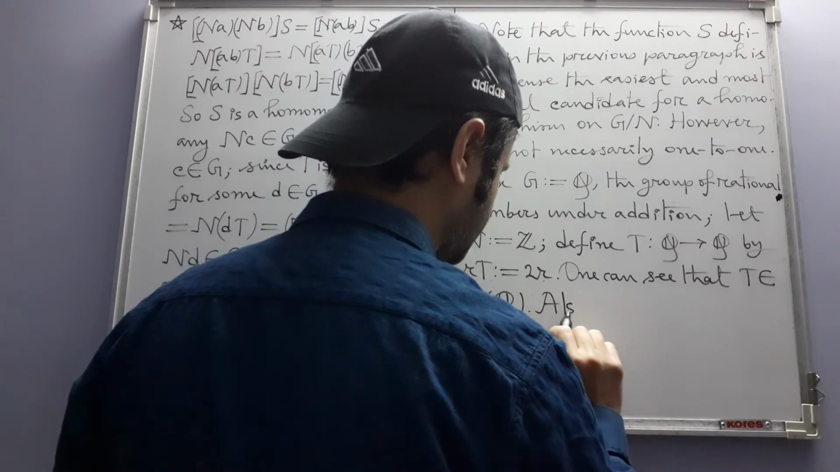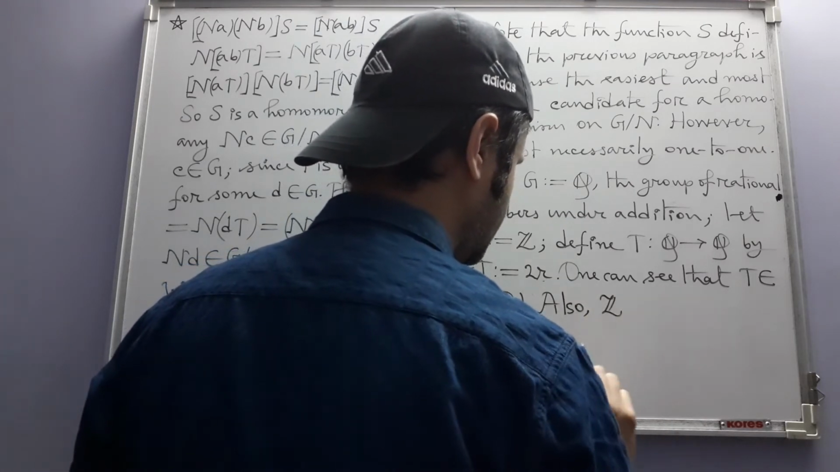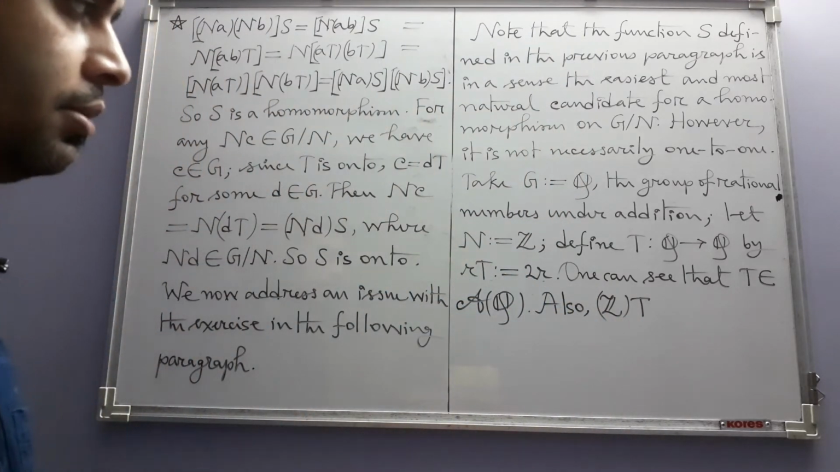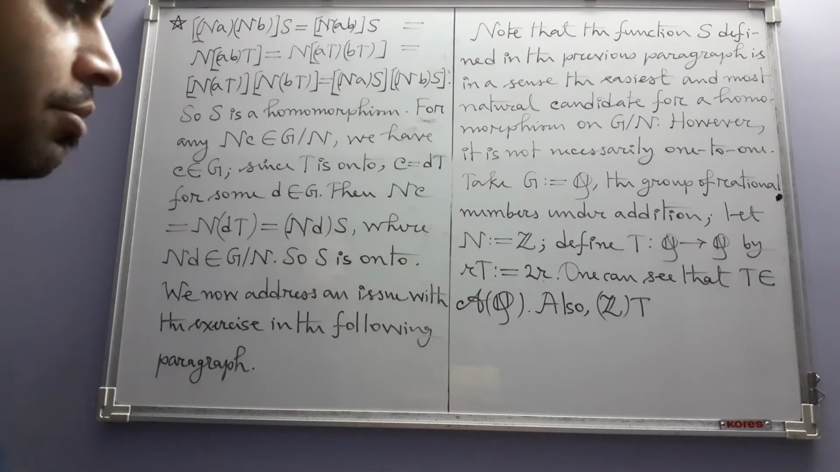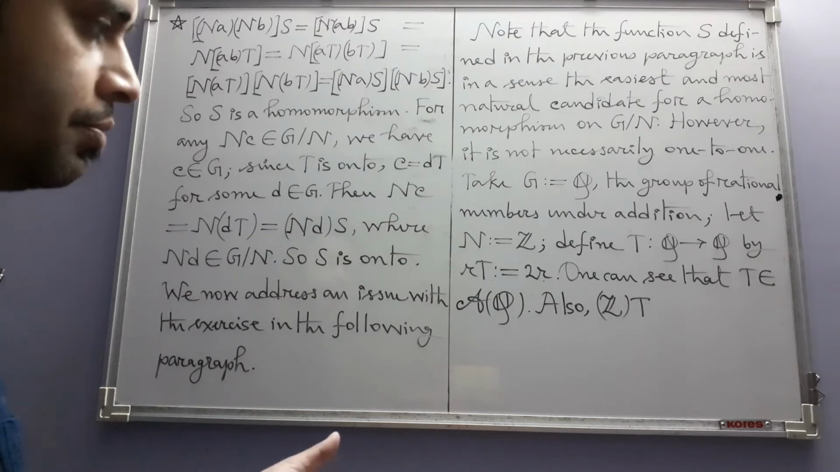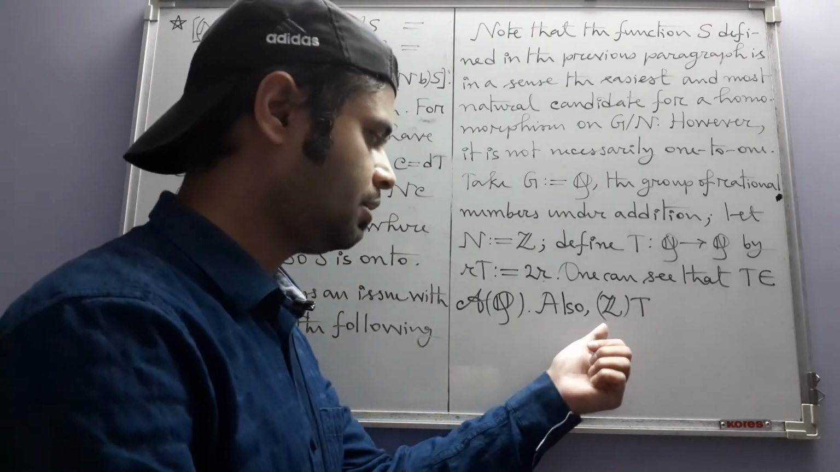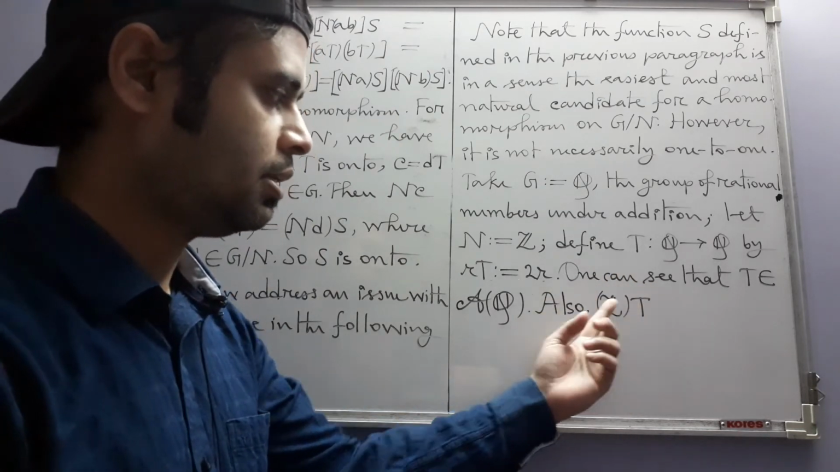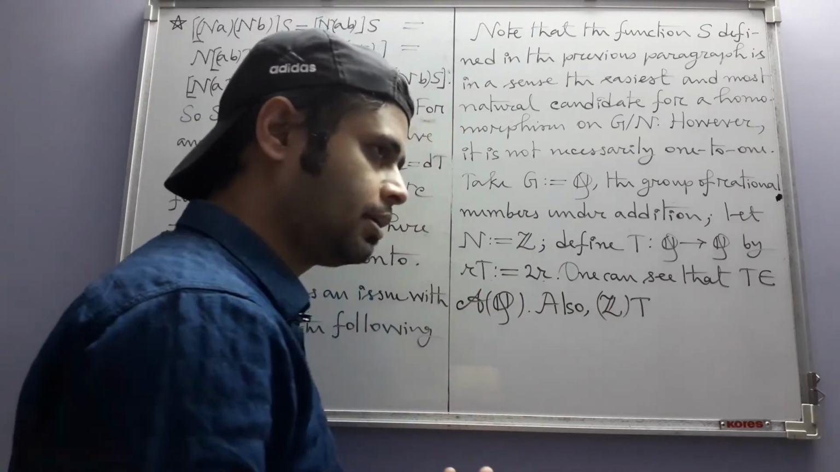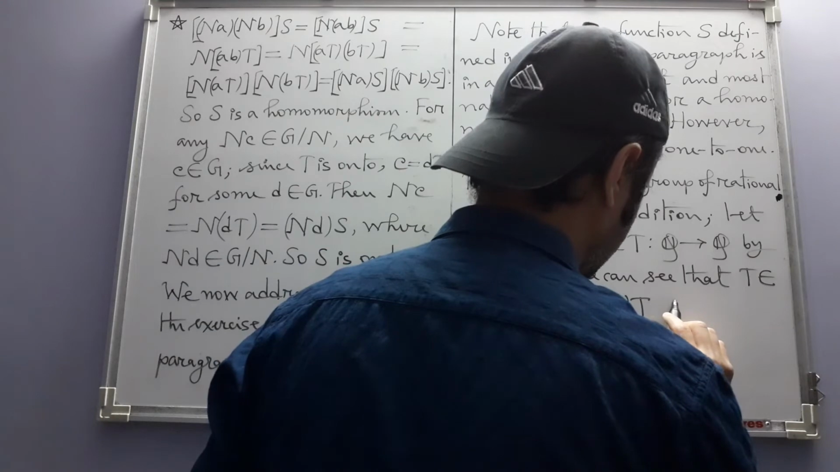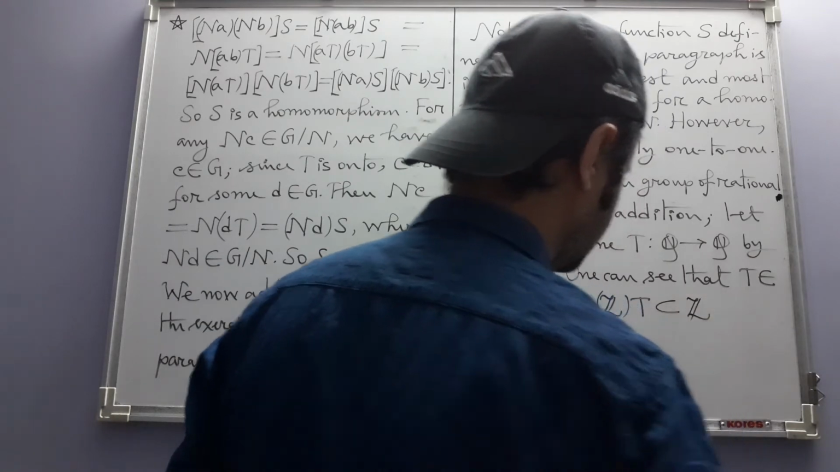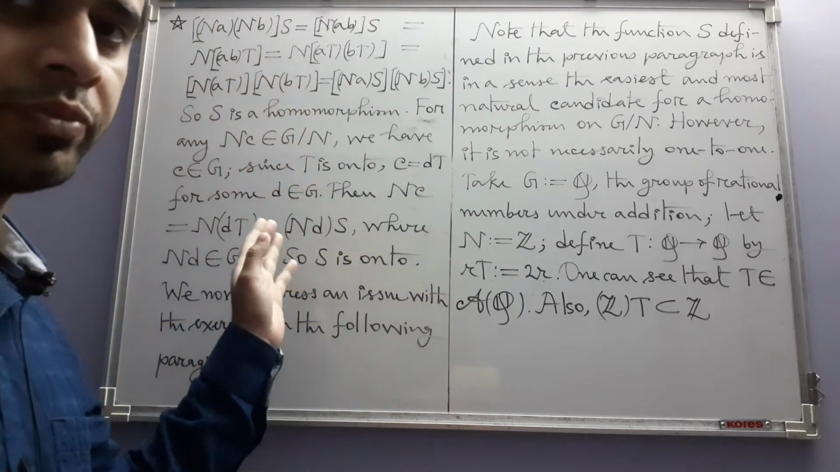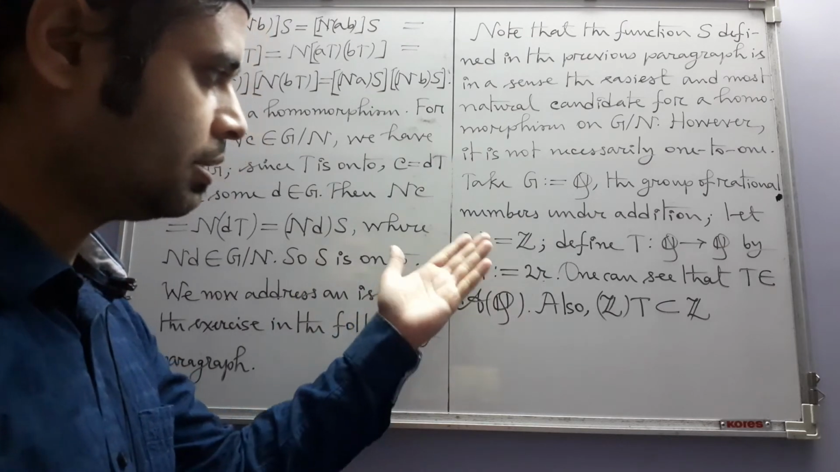Also, what is the image of the set of integers under T? So we will double all the integers. The double of every integer will be there, and they will comprise the set TZ, and they are again integers. So this is nothing but a set that is contained in Z. So you can now see that all the conditions, all the hypotheses of the exercise are true in this situation.